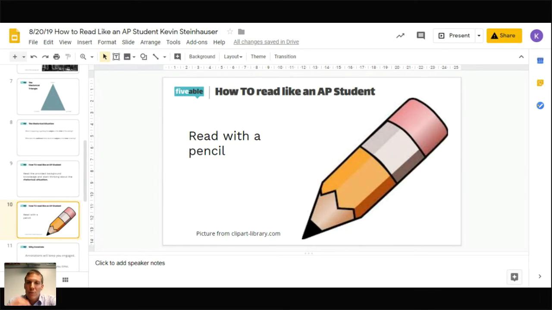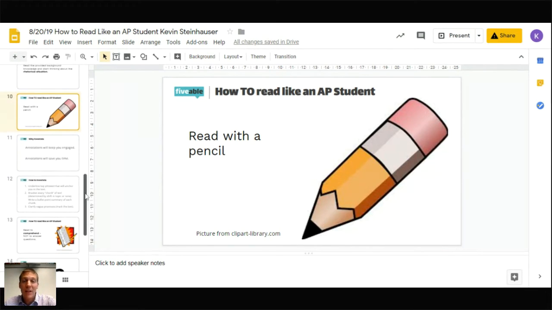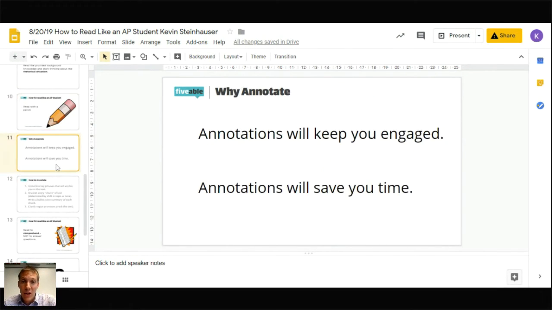So let's talk about practically why there's a spot in the middle of loving it and hating it, and not doing it and color coding for 4 different colors, right? So 2 main reasons why I encourage you to annotate and I encourage my students to annotate. 1, annotations will keep you engaged.